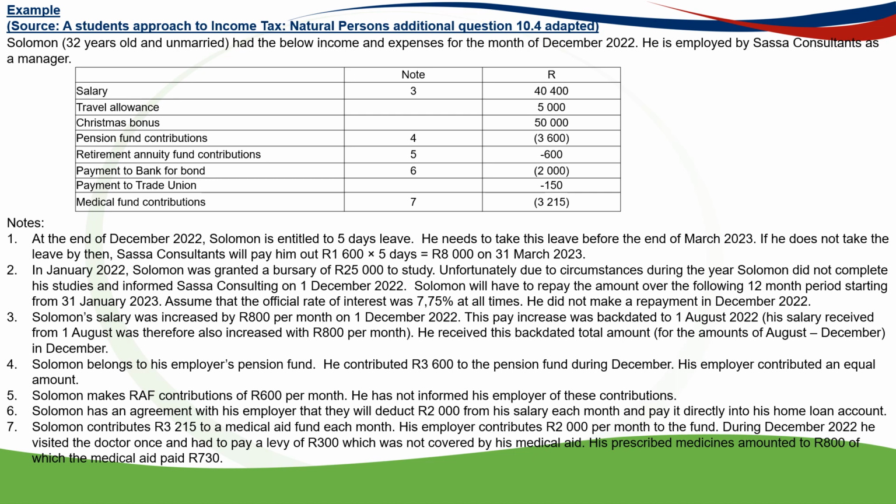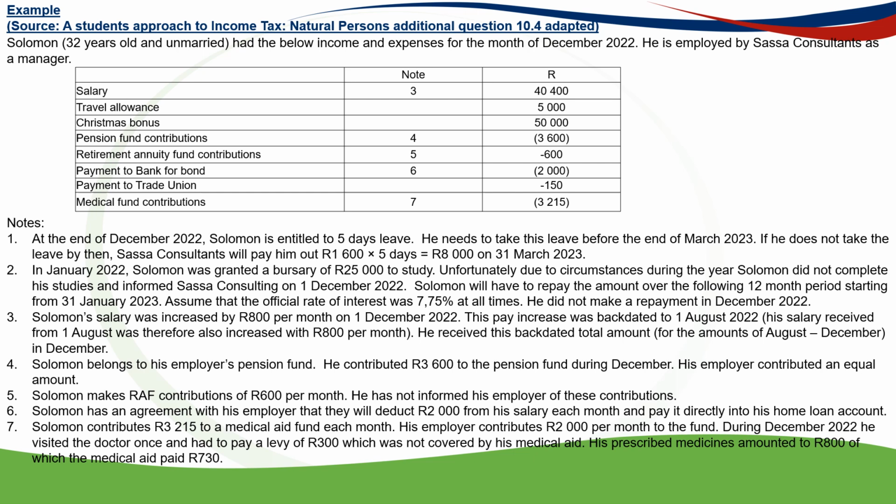So this is variable remuneration, and under section 7 capital B, variable remuneration is only taxed when it is paid. So this will only be paid on 31 March if he does not take the leave, so this won't be included in his calculation.